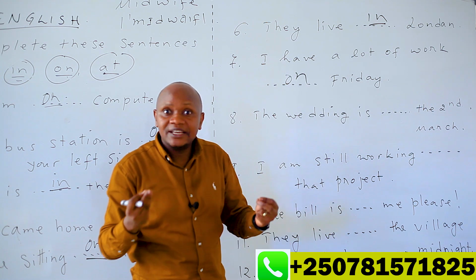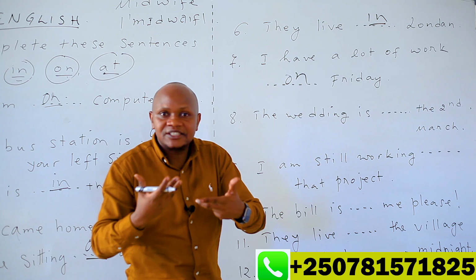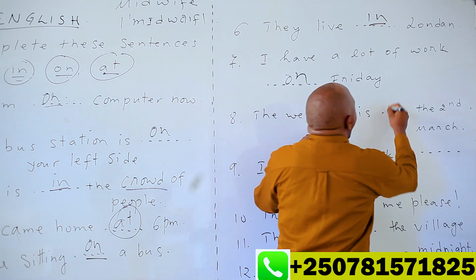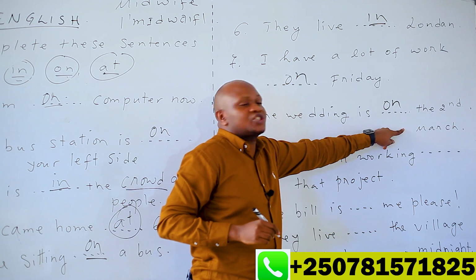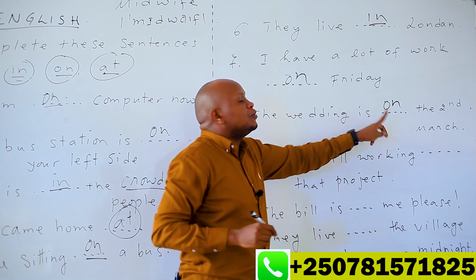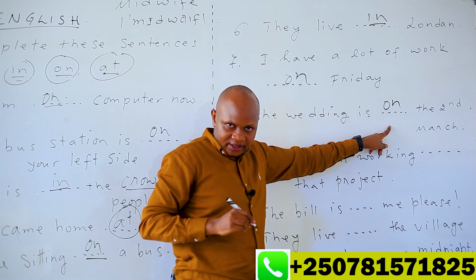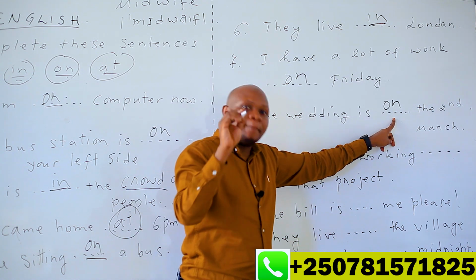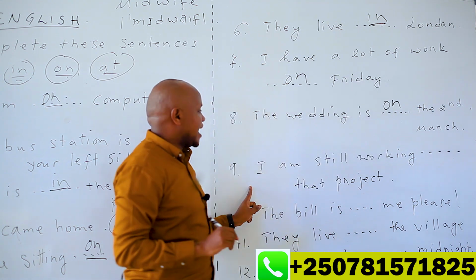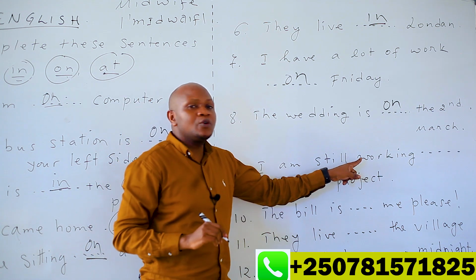Yo tuvuga dates, yo turi kuvuga amatariki, we will use on. The wedding is on the 2nd March. Yes. Ubukwe buri kuri ebyiri z'ukwa gatatu. The wedding is on the 2nd March. Good.